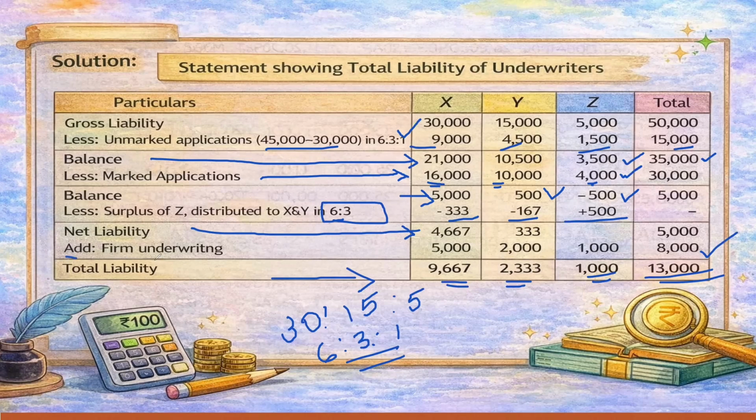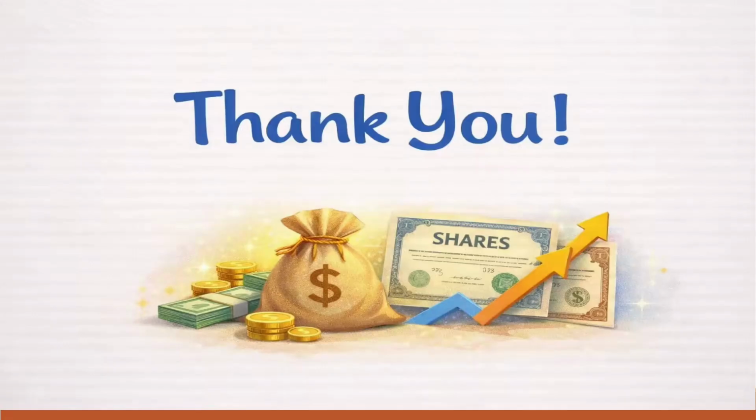Remember this: when firm underwriting has been given, after calculating the net liability, we add firm underwriting. Okay. So why? As I said, firm underwriting is additional liability. So we have to calculate the total liability by adding firm underwriting to net liability. I hope the concept is clear to you.